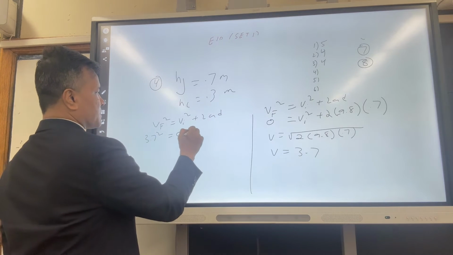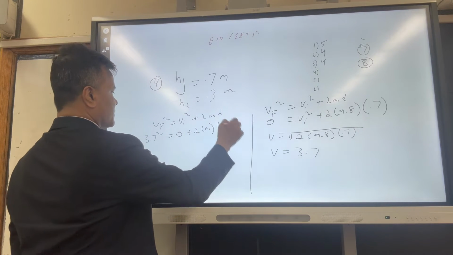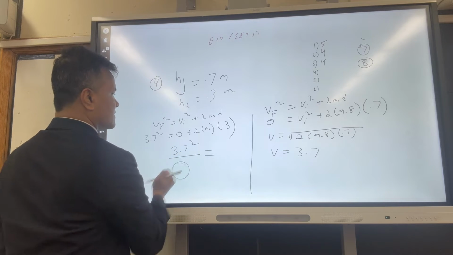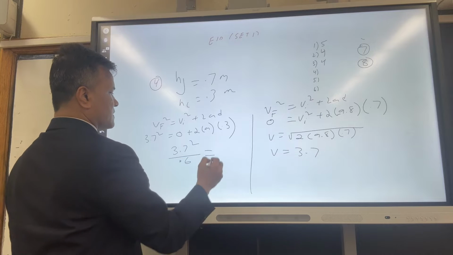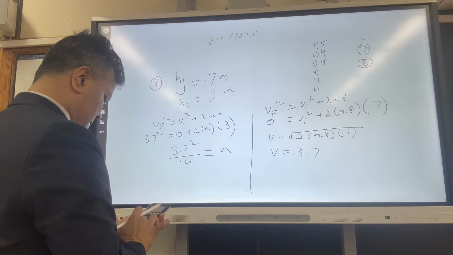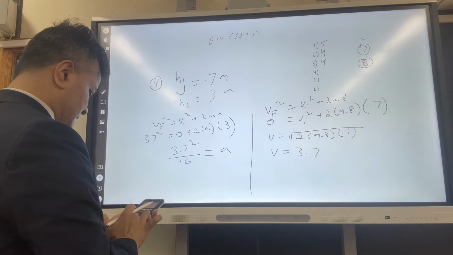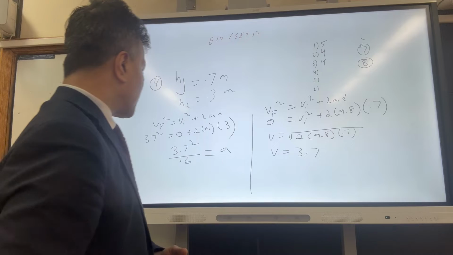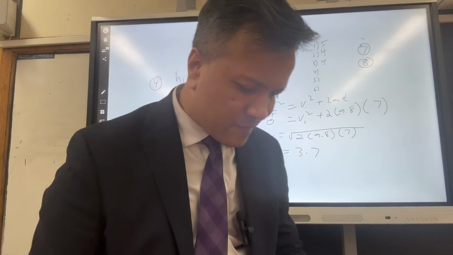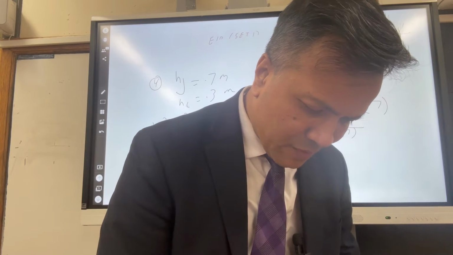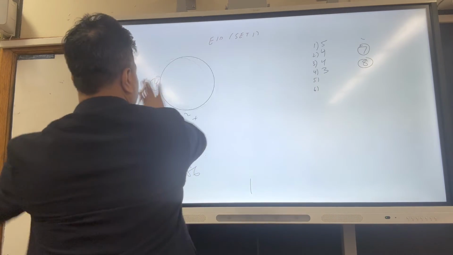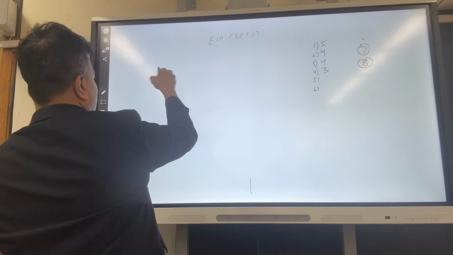3.7 squared is equal to 0 plus 2a(0.3), so a equals 3.7 squared over the acceleration. Acceleration is 0.6. So 3.7 squared divided by 0.6 is 22.86. So 22.86 has to be number 3. Number 4, number 3. Okay, number 5, so it is number 5.